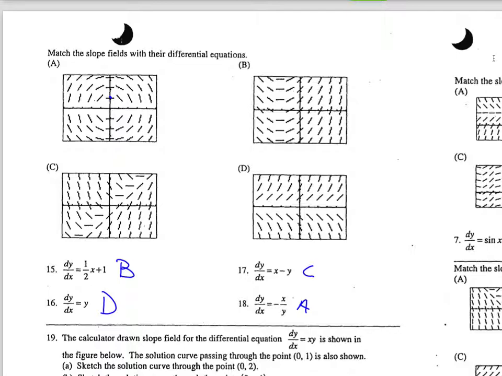Okay, here's another trick on this one. If you look at 18, anytime my y value is 0, what does that tell me about my slope? It's undefined. And how do we graph undefined slopes? You don't. So if I look at my y values of 0 here and there, which one doesn't have a slope? The top one doesn't have a slope, so that one has to be 18 and C has to be 17.